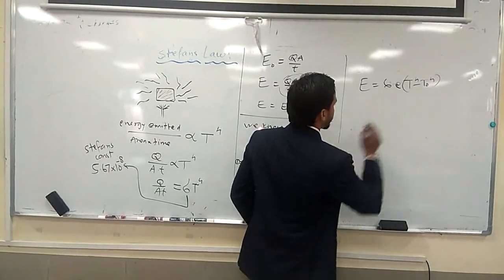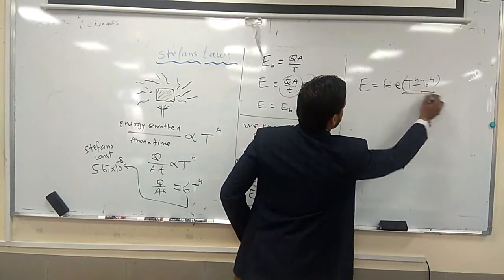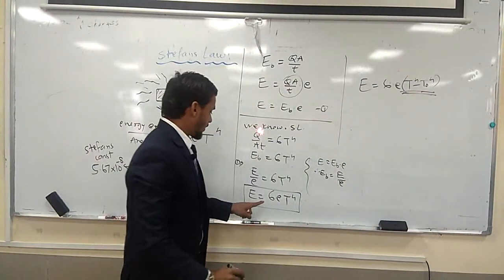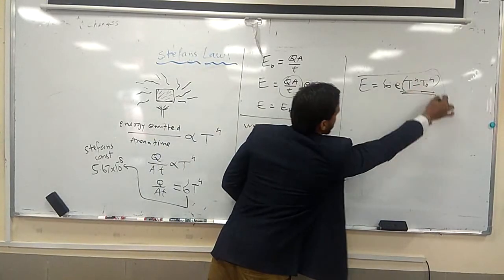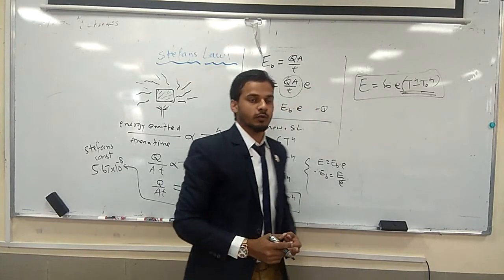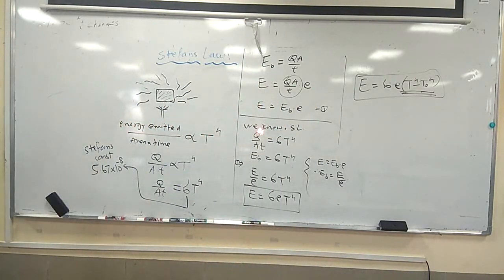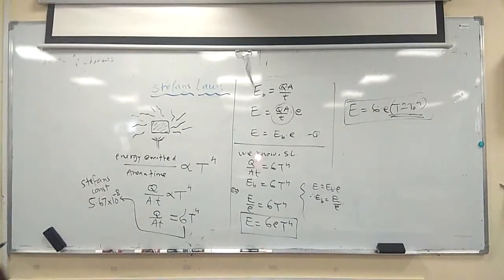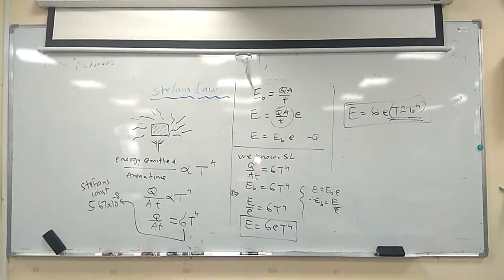Did you understand why we are learning this also? Because the numerical can come. So like that I explained Stefan's law.